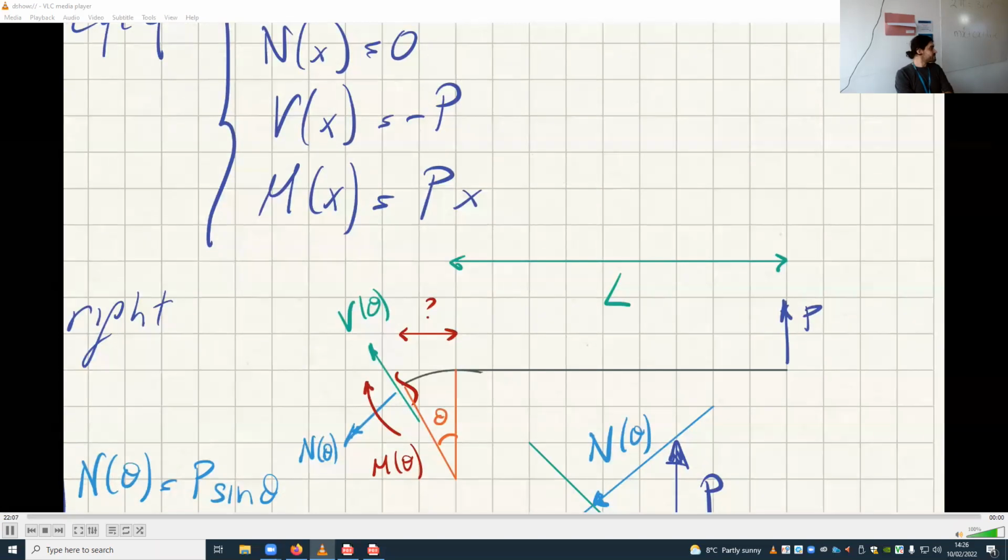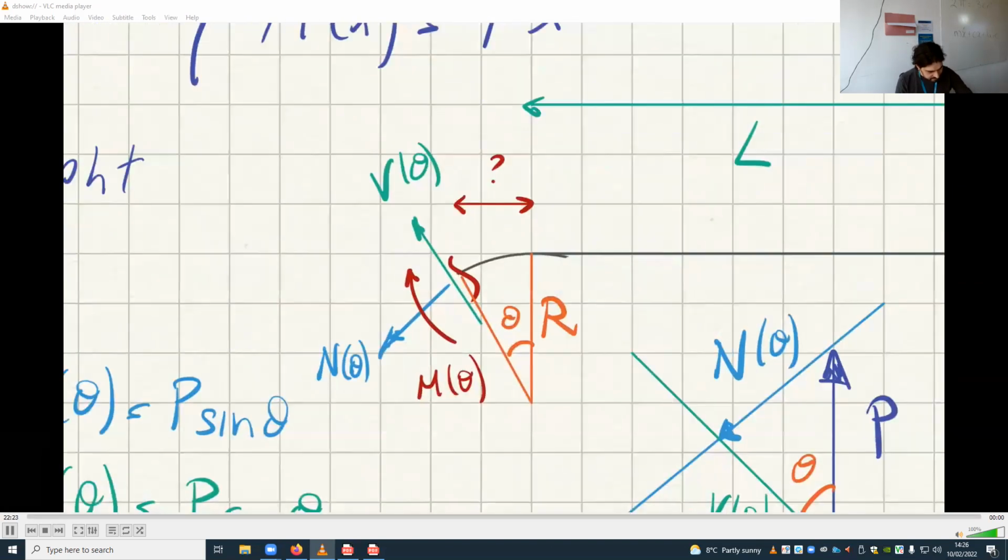Second? V. Why V? We don't. This is the geometry of the structure, so there are no forces involved. On the structure, what is that distance? It's R. So this distance is R. And this distance is also R.